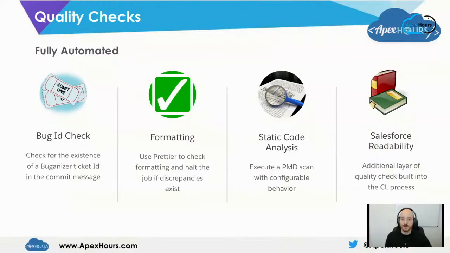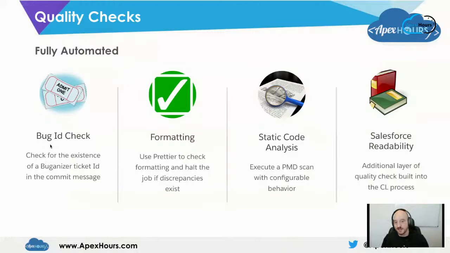Okay, so let's talk about some of these pieces within the pipeline. The first thing we're going to talk about is these quality checks. Quality checks are fully automated within our pipeline. The first thing that we're going to do is actually rather simple. We're just going to check for the existence of a bug ID.